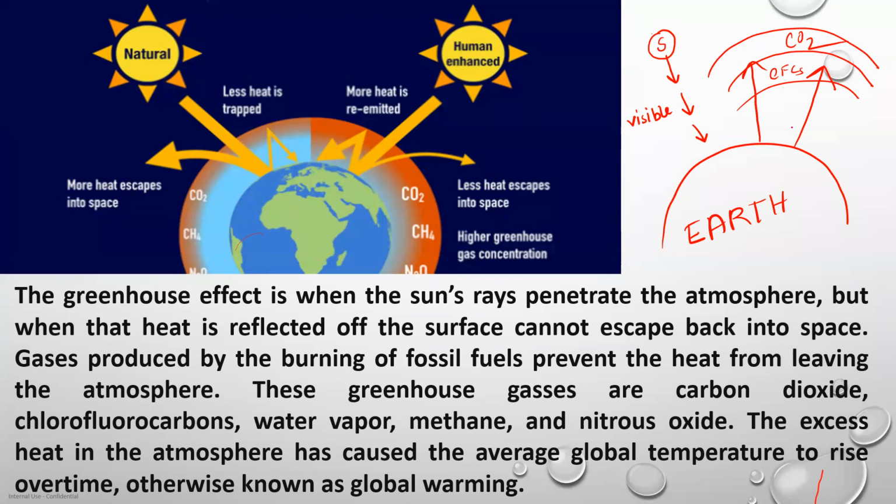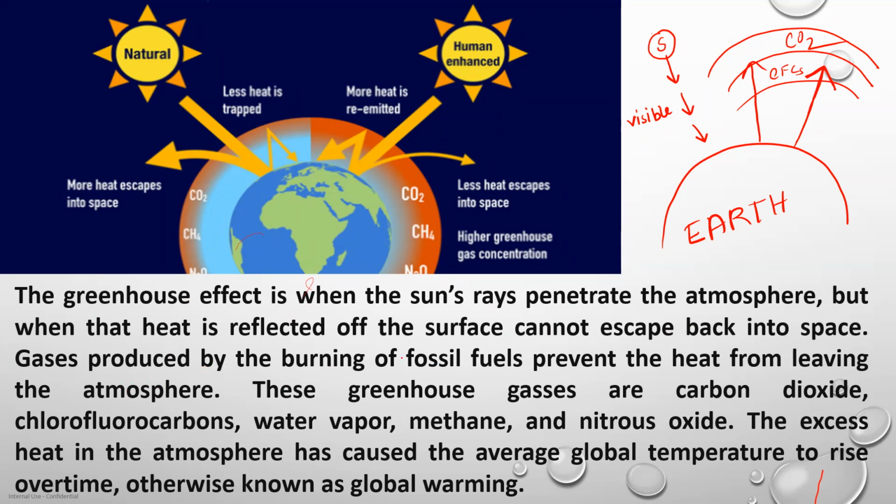They trap these long heats and don't allow the heat to radiate into the space. What will happen? The heat gets trapped and gets re-emitted. More and more heat remains trapped in the earth, thus increasing the temperature of the earth. What happens here, you see? The greenhouse effect is when the sun's rays penetrate the atmosphere, but when that heat is reflected off the surface, it cannot escape back into the space.